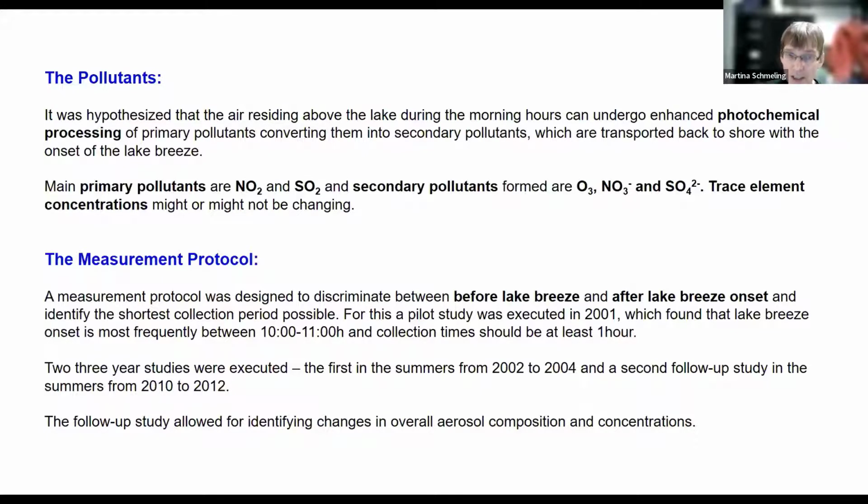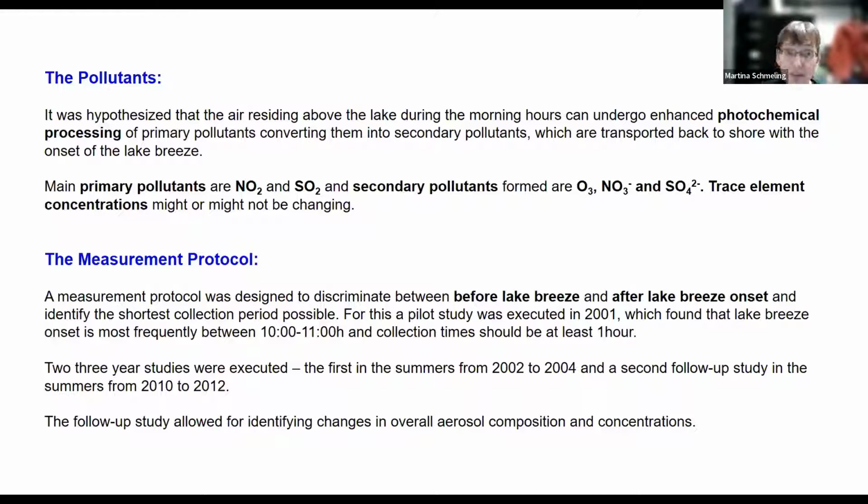Typically, the idea is, as I mentioned, that when we have the land breeze at night, the air pollutants which are above the lake will be stationary and nothing happens, so it's very quiet. And then we have the sun coming up and photochemical processing happening. And those pollutants, which are then first and secondary, but predominantly secondary pollutants, will be pushed back on land with the onset of the lake breeze. So the lake breeze will bring a push and a spike in air pollutants.